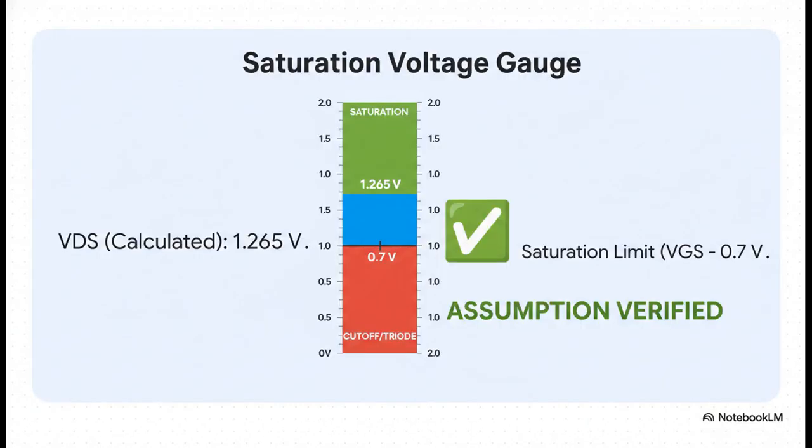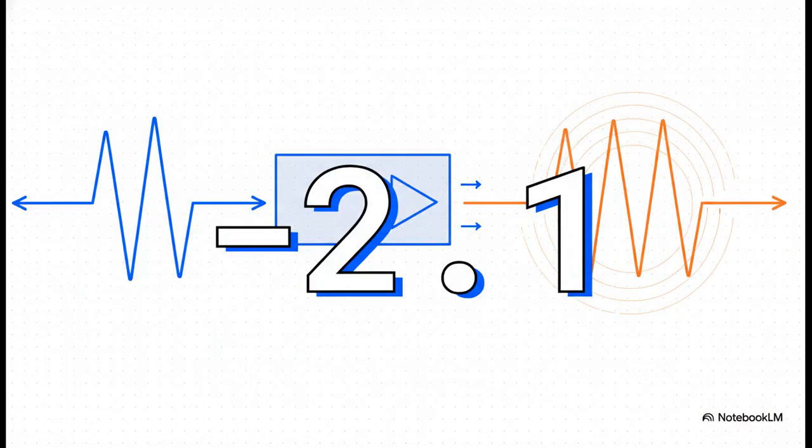Let's check our work. The rule is simple. For the transistor to be in that happy amplification zone, its drain-to-source voltage, VDS, has to be bigger than 0.7 volts. We calculated 1.265 volts, which is safely above the line. Whew! Okay, our assumption was solid. The amplifier is biased correctly. So after all that, we can finally calculate our gain.